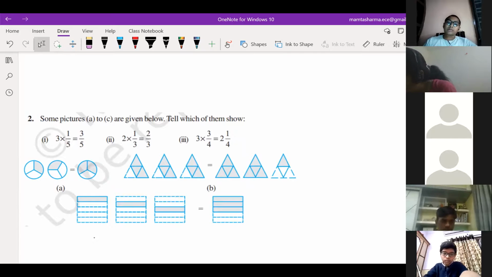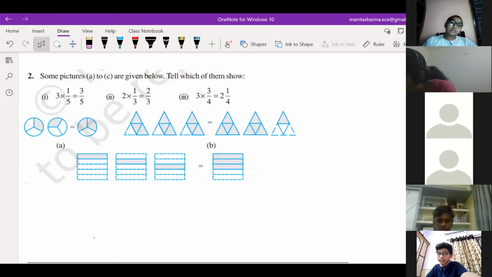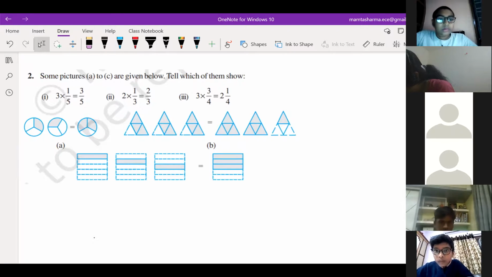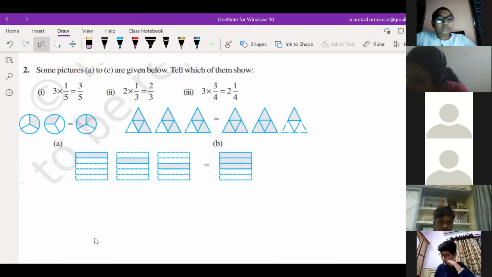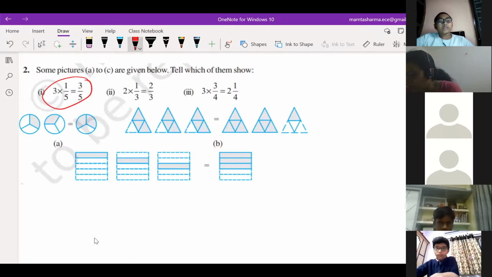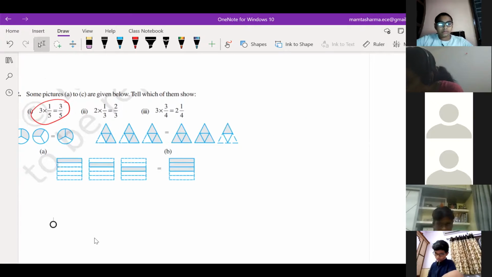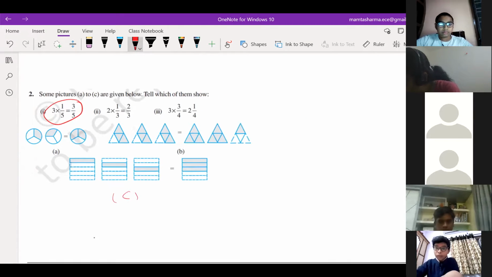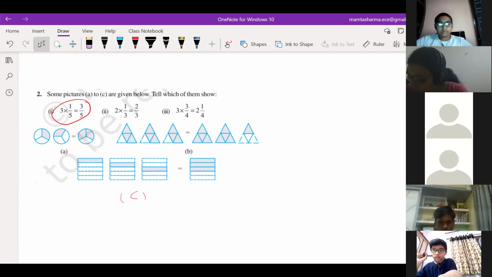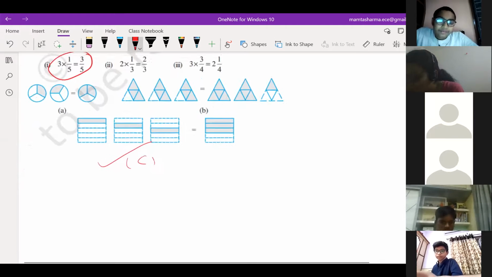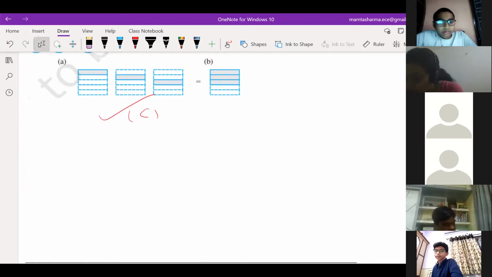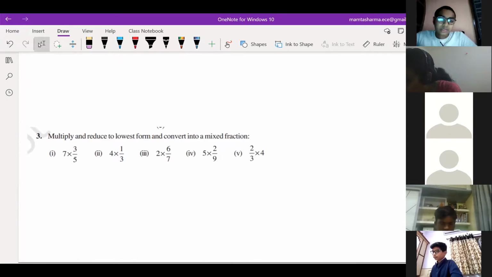Okay. Now some pictures are given below. Tell which of them shows 2 1/4. Okay. Which of the pictures shows 3 1/5? A, B, C. Give your answer in A, B, C. Ma'am, option C. Yes, C is the correct option. Okay. So you practice these types of questions.